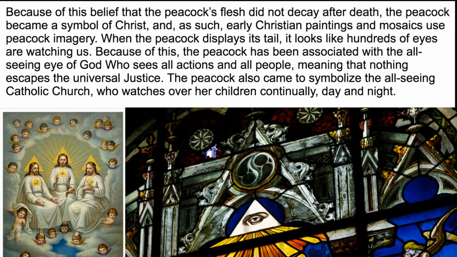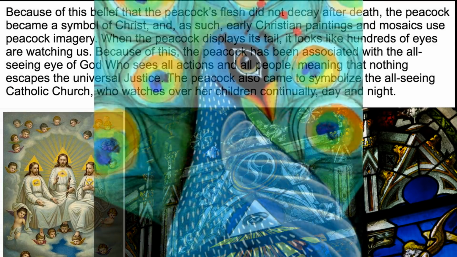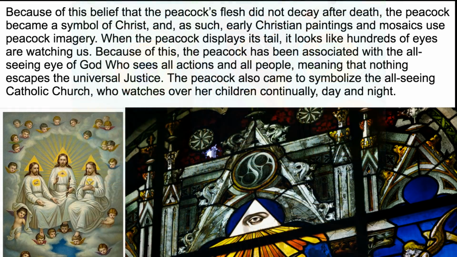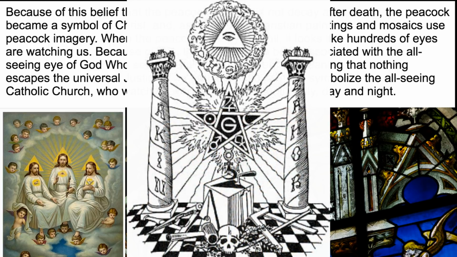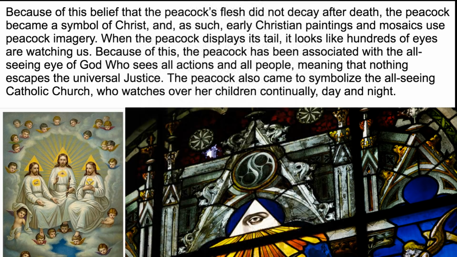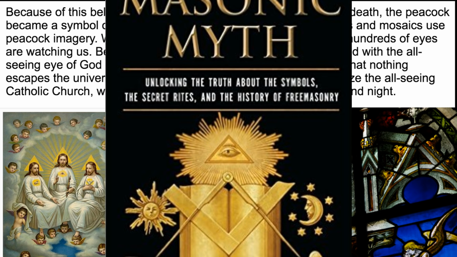So let's continue. It says, because of this belief that the peacock's flesh did not decay after death, the peacock became a symbol of Christ. And as such, the early Christian paintings and mosaics used peacock imagery. When the peacock displays its tail, it looks like hundreds of eyes are watching us. The all-seeing eye, again. Because of this, the peacock has been associated with the all-seeing eye of God, who sees all actions and all people, meaning that nothing escapes the universal justice. The peacock also came to symbolize the all-seeing Catholic Church. Okay, you see what it's symbolizing?